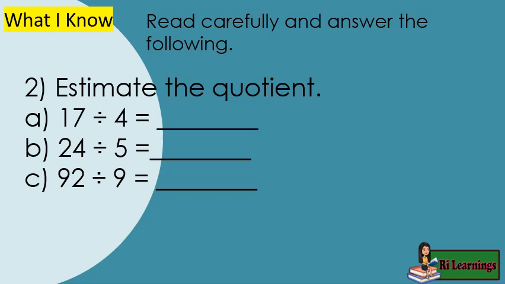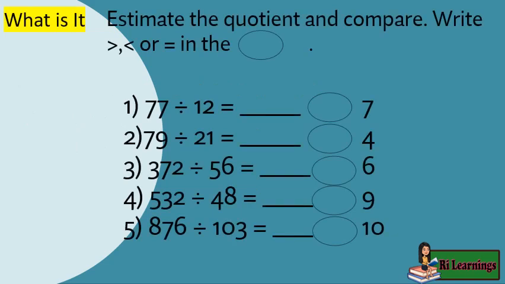Read carefully and answer the following. Two, estimate the quotient. A. 17 ÷ 4. B. 24 ÷ 5. C. 92 ÷ 9. Estimate the quotient and compare. Write greater than, less than or equal in the circle.